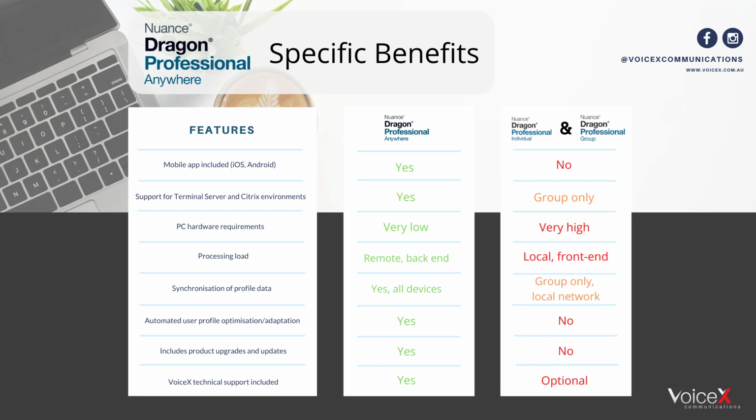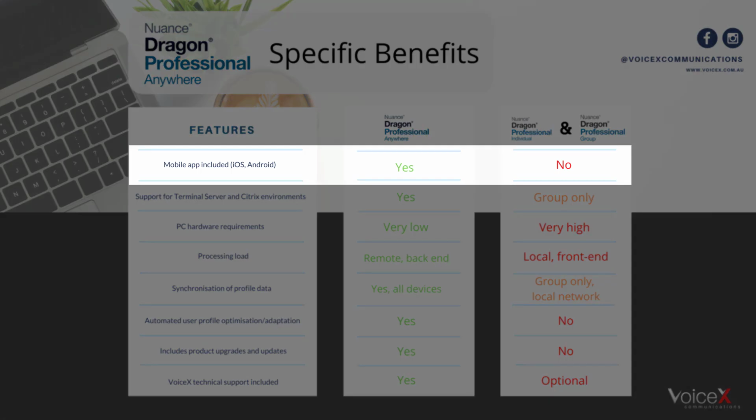Here's a summary of the benefits of Dragon Professional Anywhere compared to traditional desktop-based versions Pro Individual and Pro Group. Firstly, Dragon Professional Anywhere includes the Dragon Anywhere mobile app. This enables dictation not only from smartphones, but also devices like iPad and iPad Pro, Android tablets, and even new Apple Macs with M1 chips.